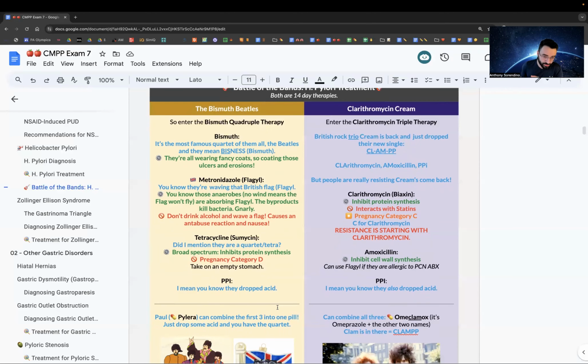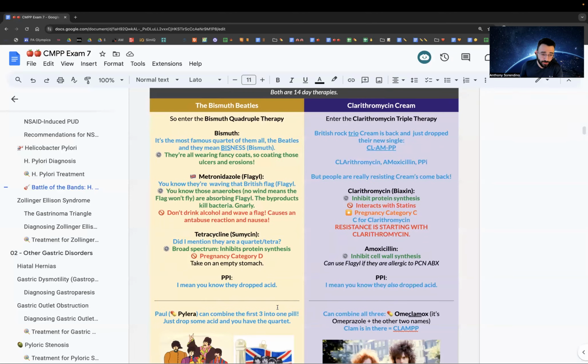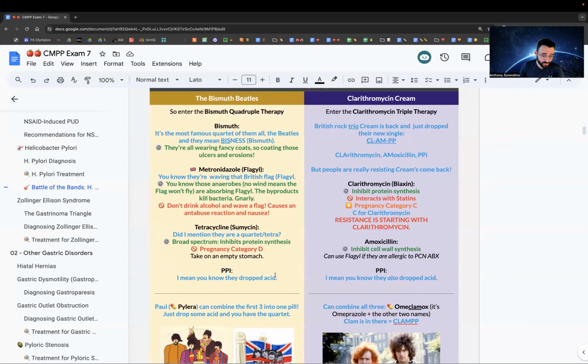The third part of this is tetracycline. I just remember tetracycline. Tetra means 4. This is part of the quadruple therapy. All right. The mechanism there is that it inhibits protein synthesis. And then it's pregnancy category D. So if we're talking like pregnancy in terms of this therapy, probably not a good idea because it's pregnancy category D. And then the fourth part of this quadruple therapy is just a PPI.